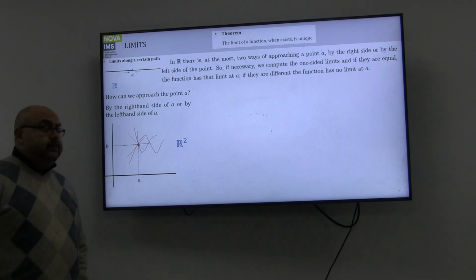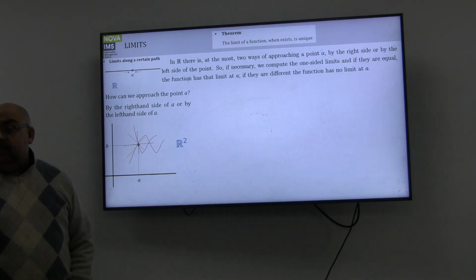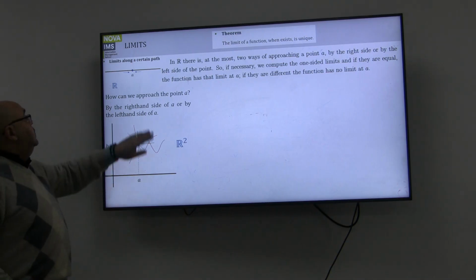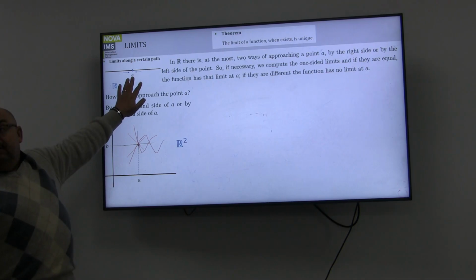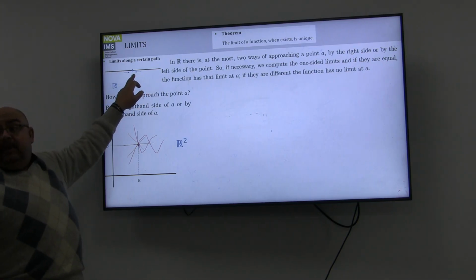Okay, if you look at R2, the cases that I explained were in R1. It's coming from the left, coming from the right, you just have one path.